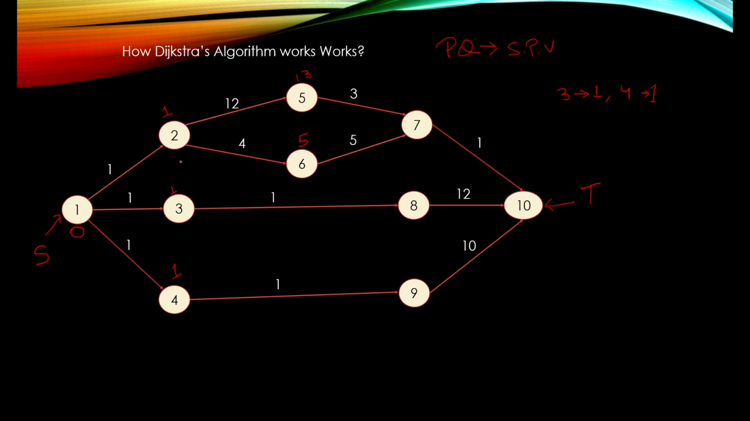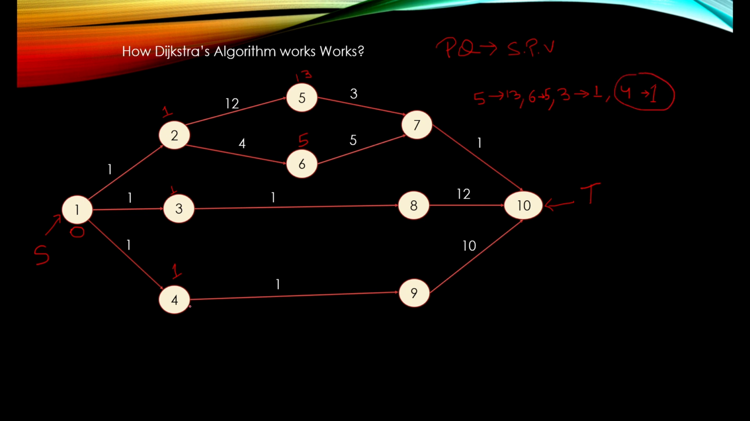Next, since we have covered the neighbors of 2, we need to put these in the priority queue. So we'll add these also to our priority queue. We'll say that we have 5 with edge weight 13 and 6 with edge weight 5. So these are in our priority queue. Now this priority queue will heapify itself based on the shortest path. So the shortest paths were 1, 1, 5 and 13. So next we pull 4 from the priority queue.